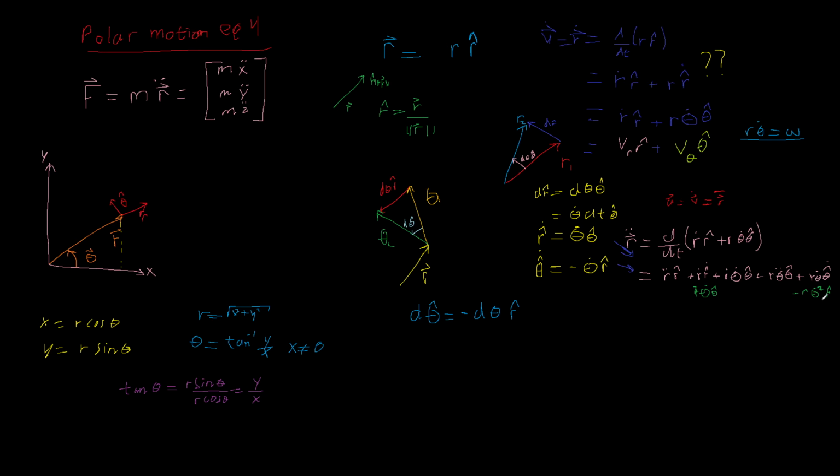So putting all of this together, combining like terms, we end up with this expression: r double dot minus r theta dot squared times r hat plus r theta double dot plus 2 r dot theta dot theta hat, right? So this is our expression for acceleration in polar coordinates.